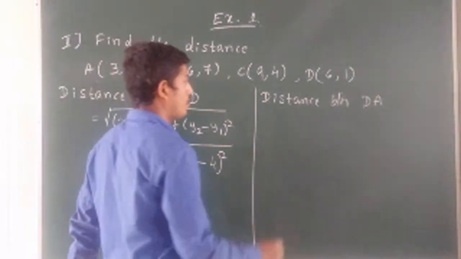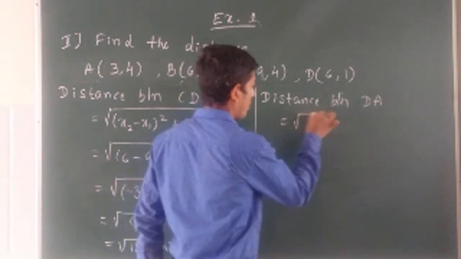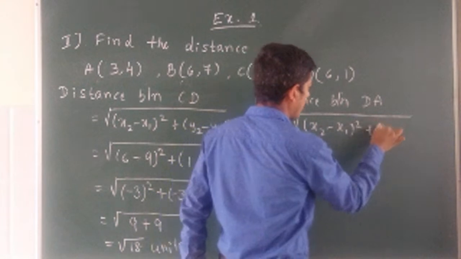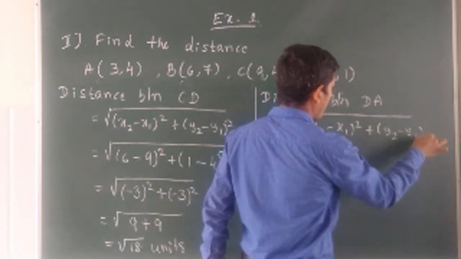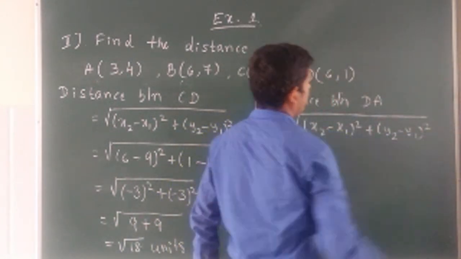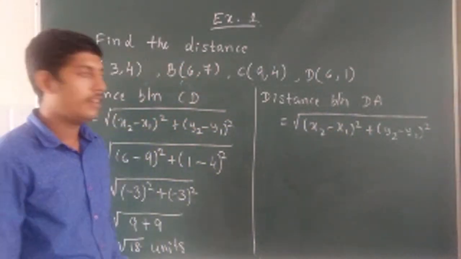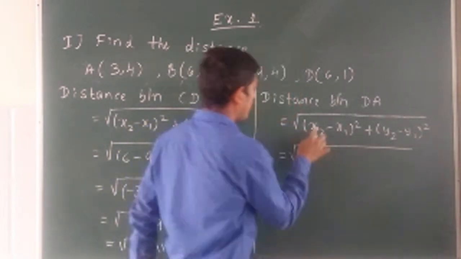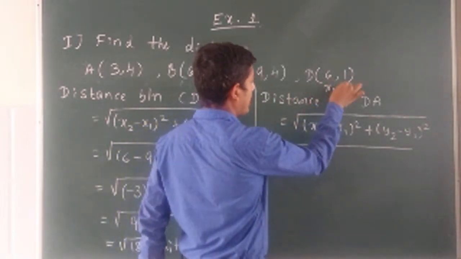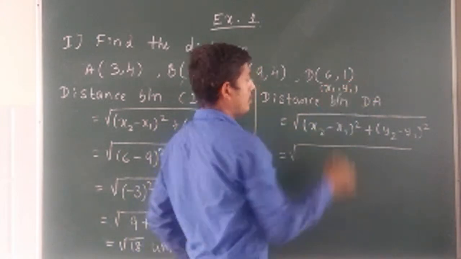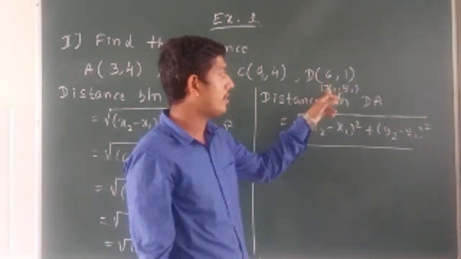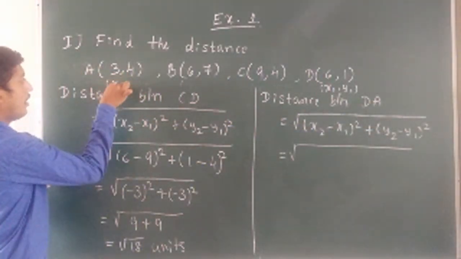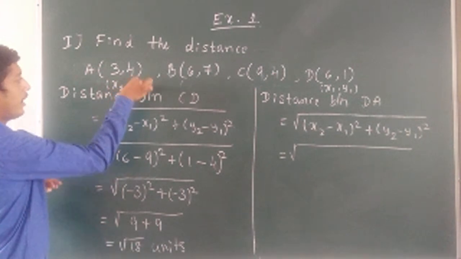Points are x1 comma y1 and x2 comma y2. The formula is square root of (x2 minus x1) whole square plus (y2 minus y1) whole square. So this is the distance formula. Now we have to substitute the values. I consider this as x1 comma y1 because I consider D as the first point, and A as the second point, therefore I consider x2 comma y2.